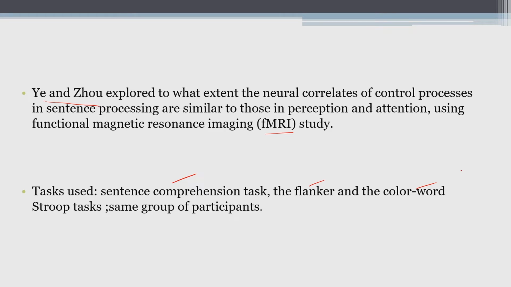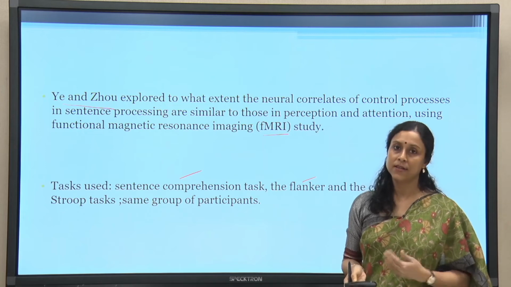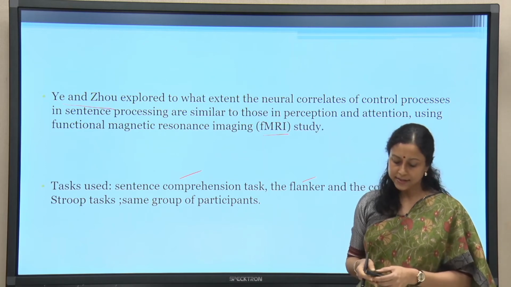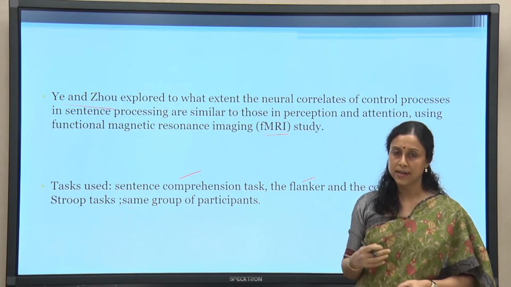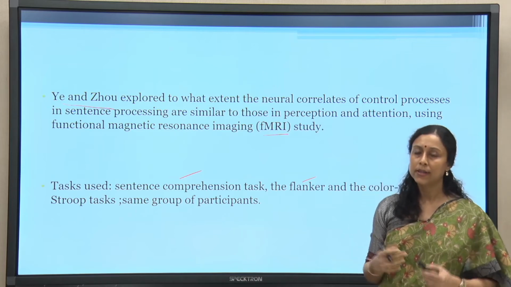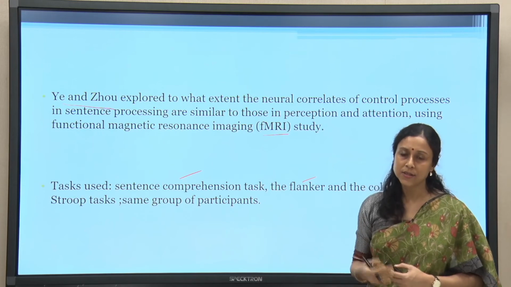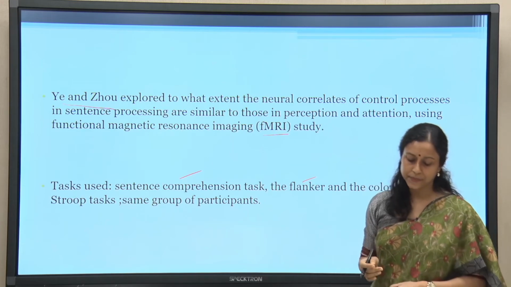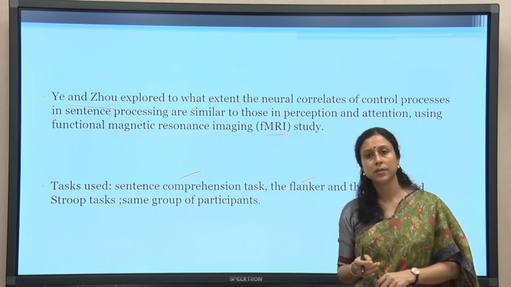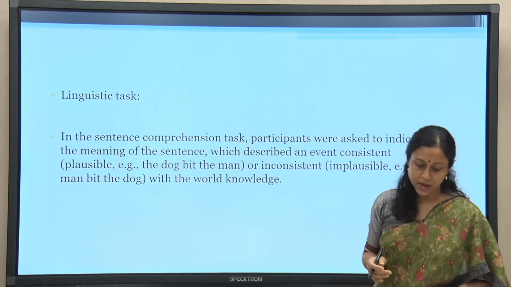The color word Stroop task and flanker task are both designed to look at conflict resolution mechanisms, and the sentence comprehension task is the linguistic task. Thereby, they can compare whether the sentence comprehension task has any similarities to the non-linguistic tasks. The tasks were carried out on the same group of participants.